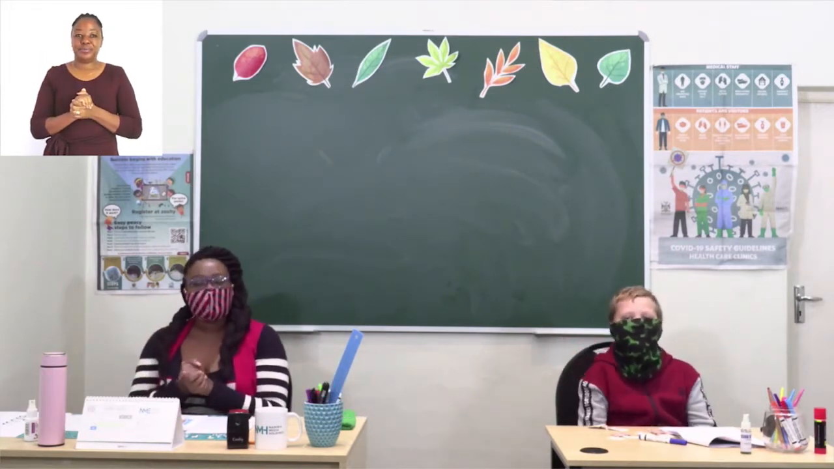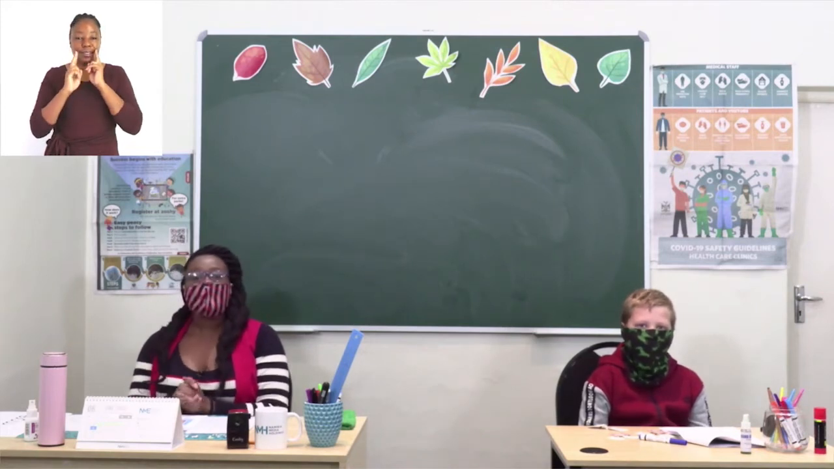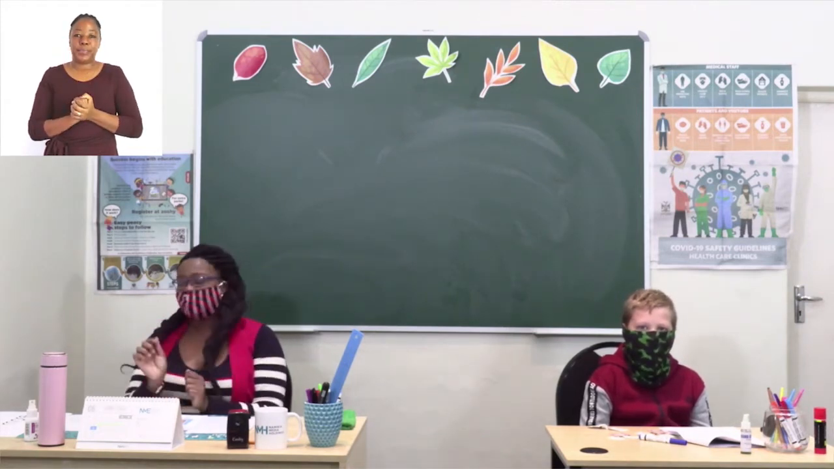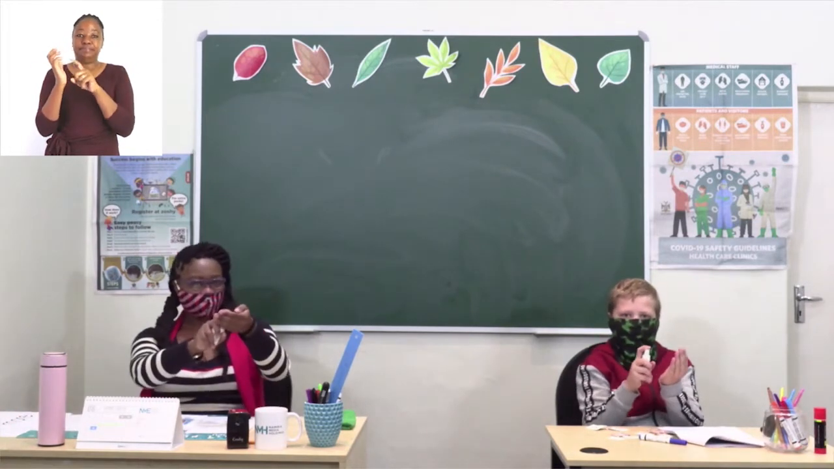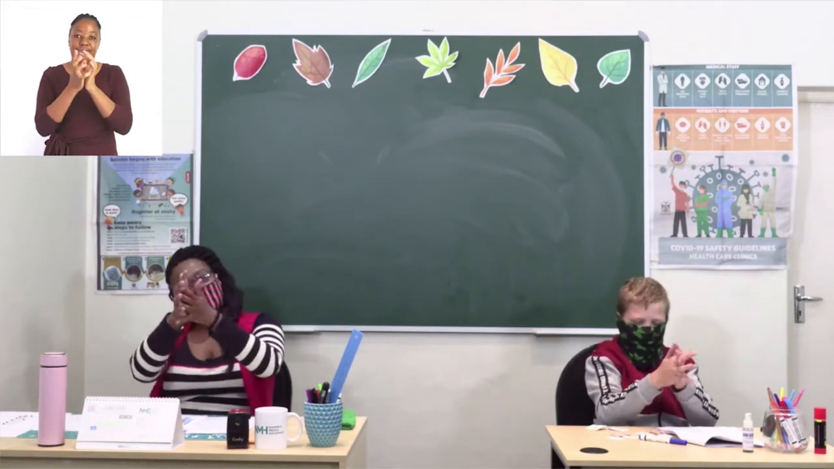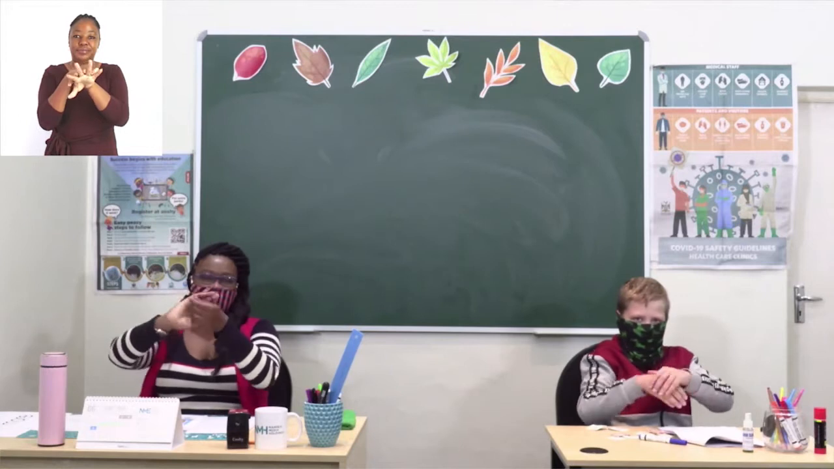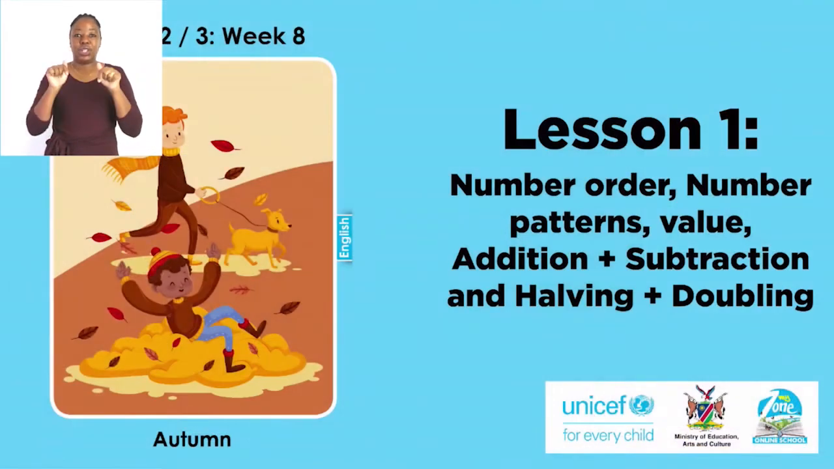Our theme this week is autumn, and we're going to be talking a lot about autumn. But before we get into our lesson, it is very important to sanitize our hands. So let us take our sanitizer. 2 spritz, well done. Inside, in between, round and round, and on our wrists. Very good. Today's lesson will be about number order, number patterns, value, addition and subtraction, as well as halving and doubling.